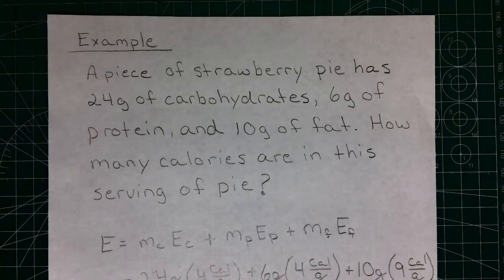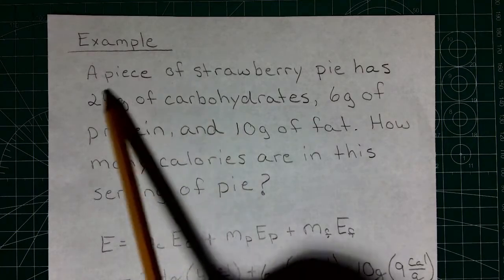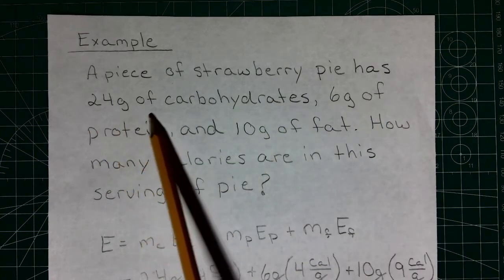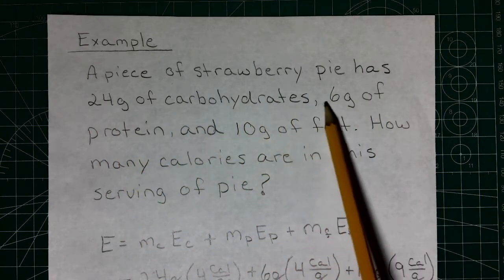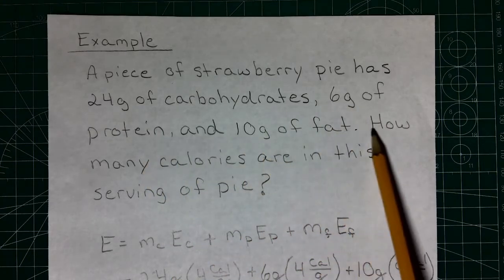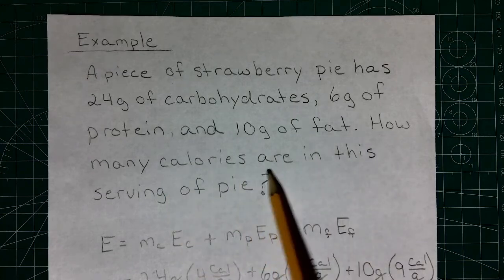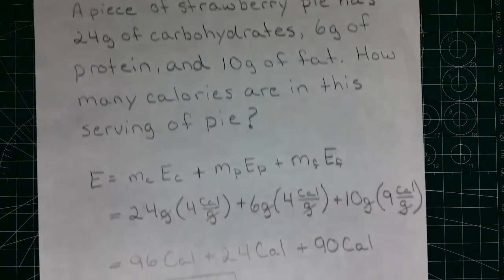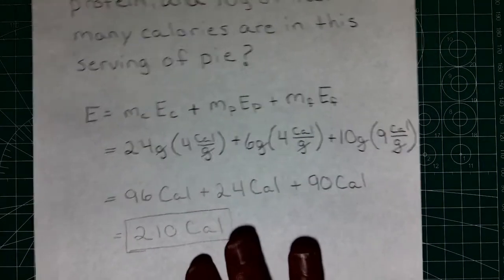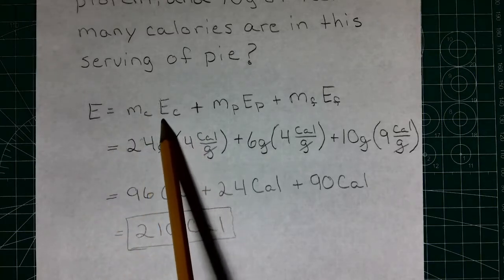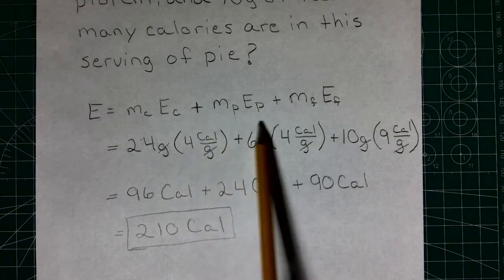So let's try out a little example problem. Here we have a piece of strawberry pie that has 24 grams of carbohydrates, 6 grams of protein, and 10 grams of fat. How many calories are in this serving of pie? So in this case, what we're going to do is multiply the mass of each one of the components times its energy content value, and then we're going to sum them all up.